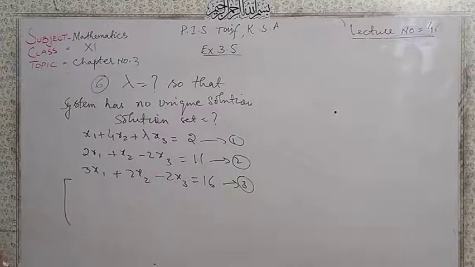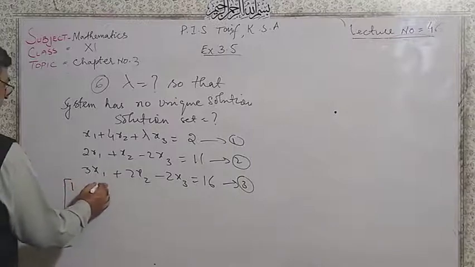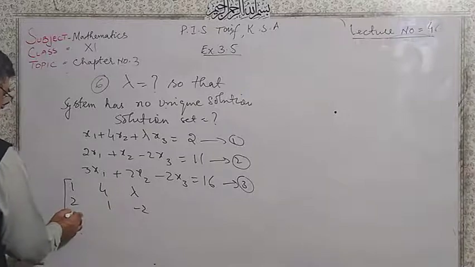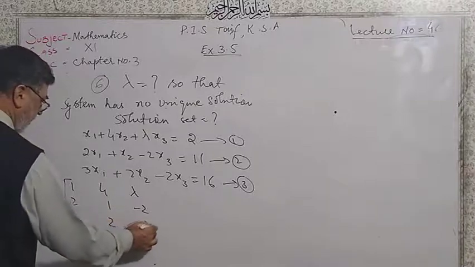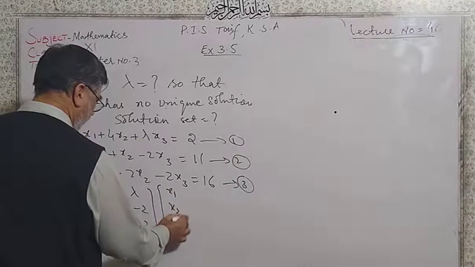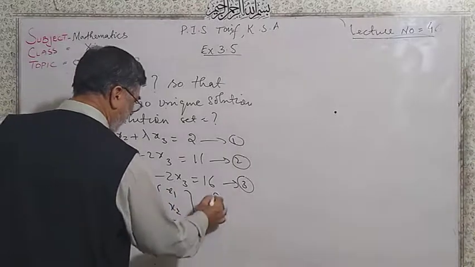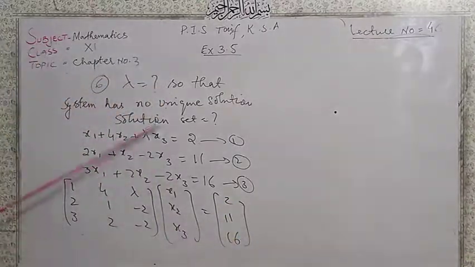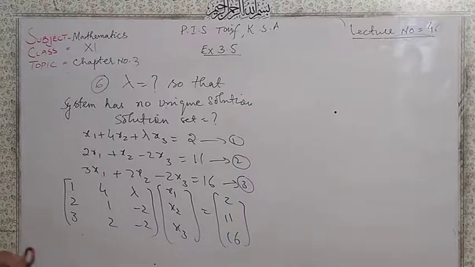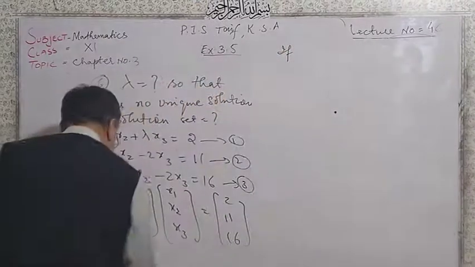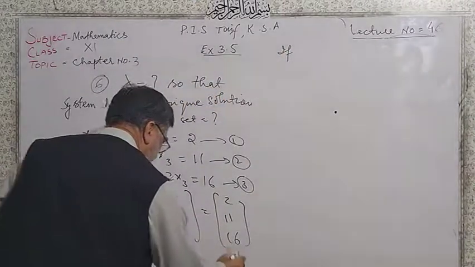Write down the matrix of coefficients: 1, 4, lambda, 2, 1, minus 2, 3, 2 and minus 2. That is x1, x2 and x3. And the right hand side is 2, 11 and 16. We have converted the system of equations into matrix form. If this is named as A, this may be x and this is B.